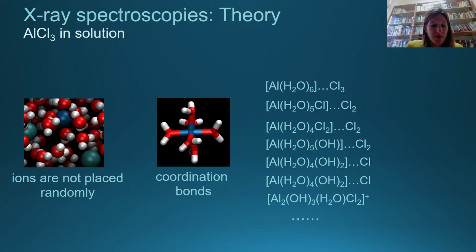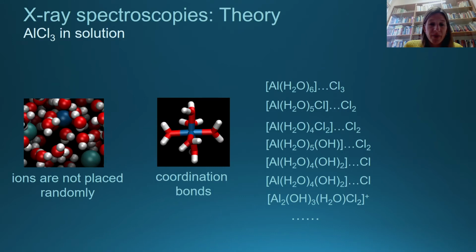Aluminium chloride is very specific because it forms coordination bonds with its neighbors. However, there is a wide variety of possible structures of aluminium chloride in solution. Either there can be only water molecules in the coordination shell, or there can be a chloride neighboring the aluminium cation.